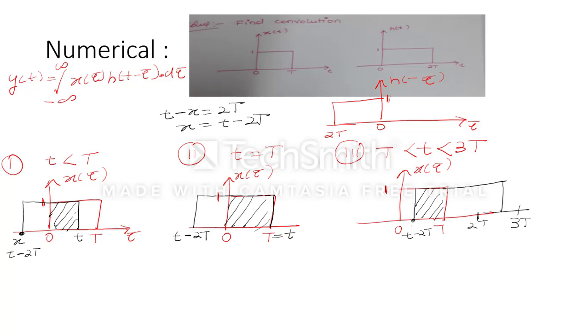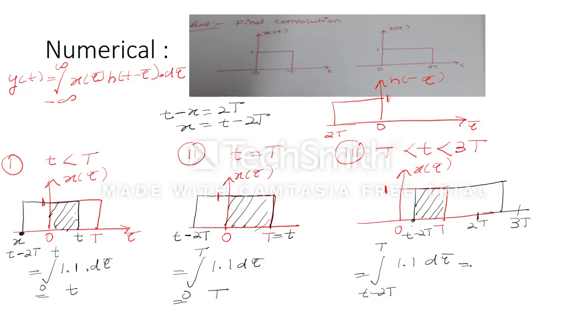When we find the convolution, we have to integrate. The integration limits we get from the overlapping areas. The overlapping area is from 0 to t in the first case. In the second case, the overlapping area is 0 to capital T. In the third case, the overlapping area is t minus 2T to capital T. Because it is a pulse signal, the magnitude will remain 1, so it is 1 into 1 d tau. Here 1 into 1 d tau. Here 1 into 1 d tau. So after integration, the first value will be small t, and the second value will be capital T.